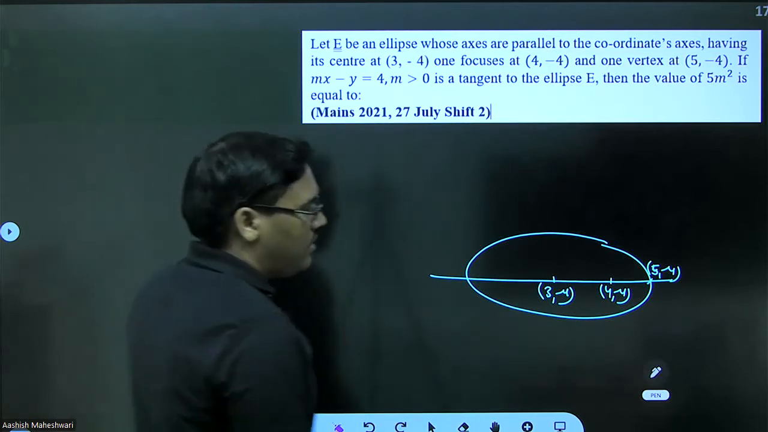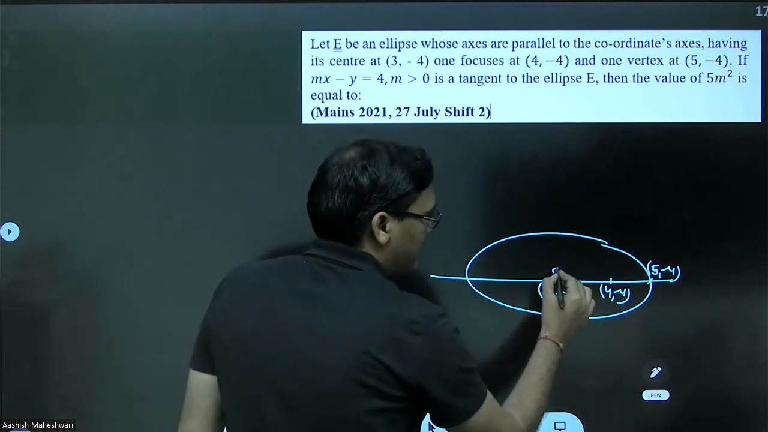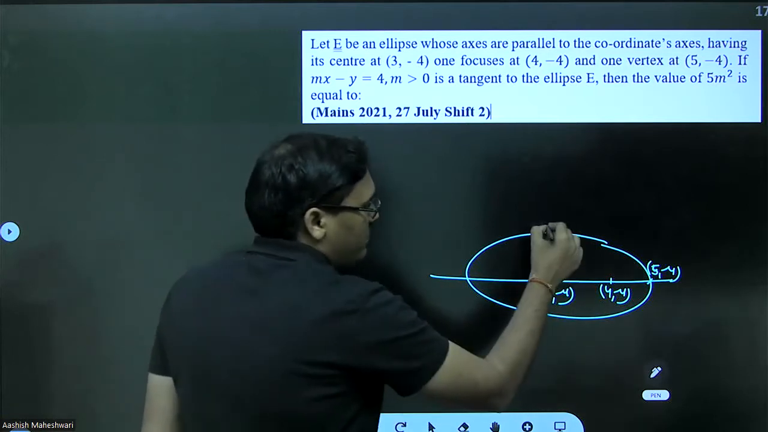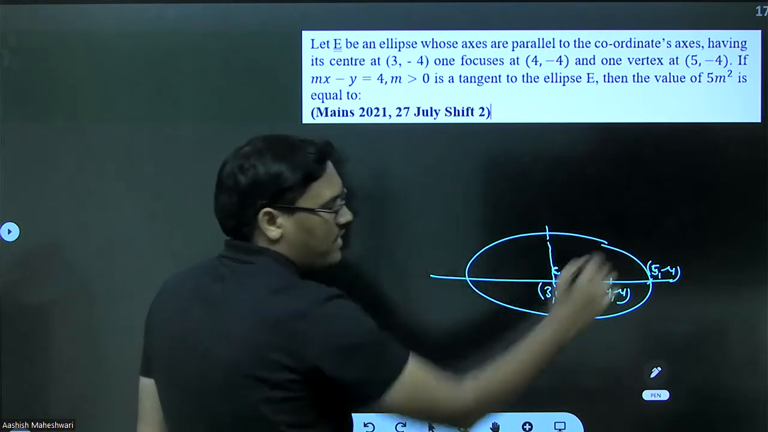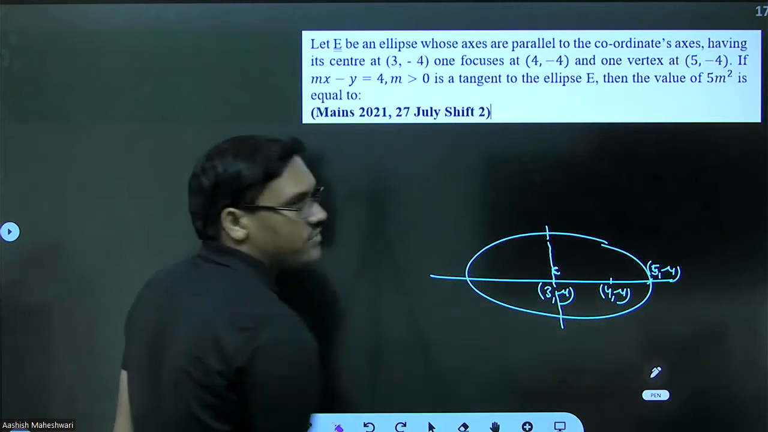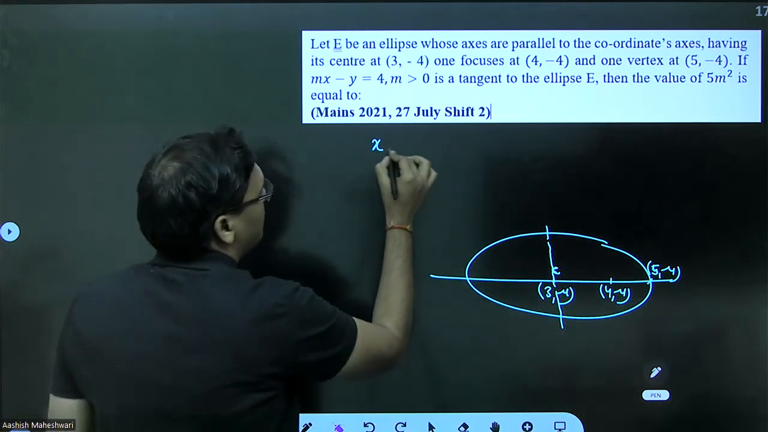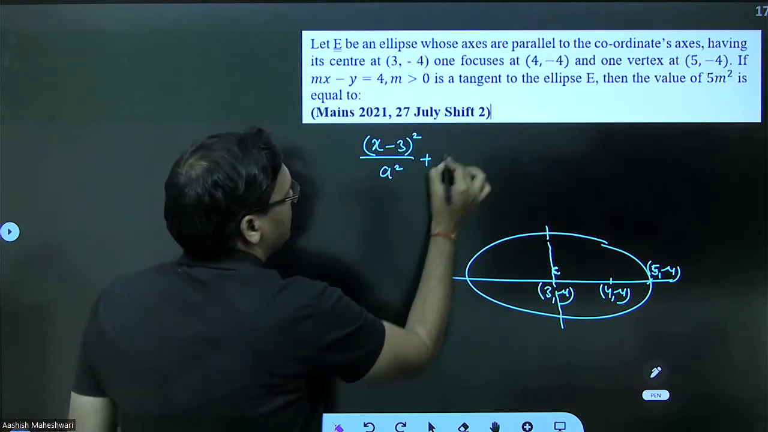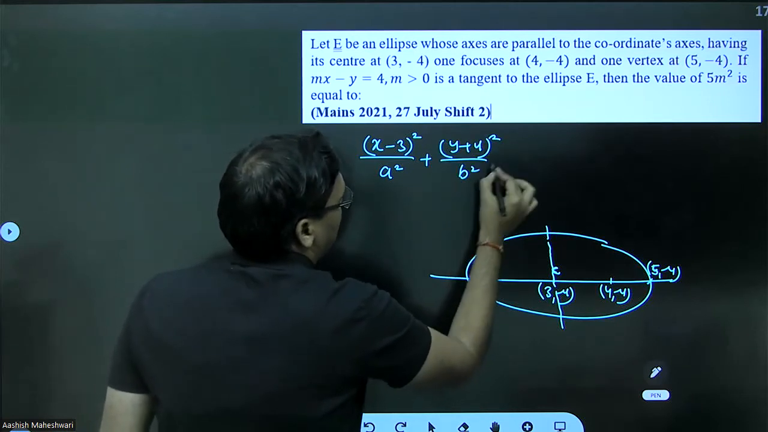Now see, what is the equation of this ellipse? First thing you can observe, if this is the center, this is the line which is parallel to the x-axis. This will be the minor axis. It will make the minor axis like this, okay? I am not drawing the x-axis and y-axis. If this is shifted to (3, -4), what will be the equation of this ellipse? So can we say the equation of this ellipse will be (x minus 3) square upon a square plus (y plus 4) square upon b square equal to 1.